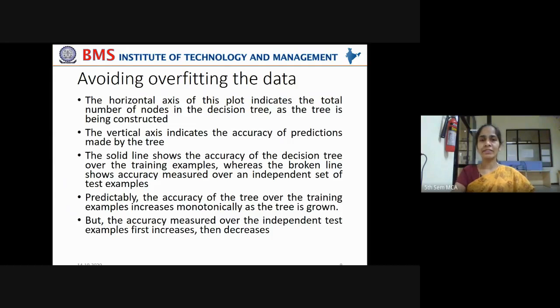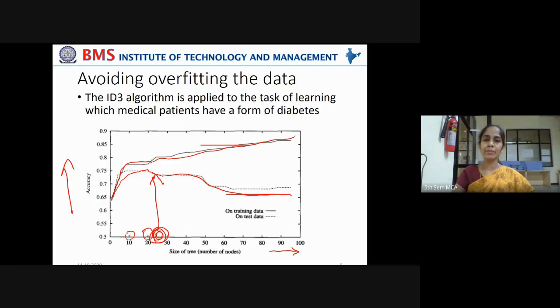Now that is what is explained here. The horizontal axis of this plot indicates the total number of nodes in the decision tree as the tree is being constructed. And the vertical axis indicates the accuracy of predictions made by the tree. Now the solid line shows the accuracy of the decision tree over the training examples. And this dotted line shows the accuracy of test examples.